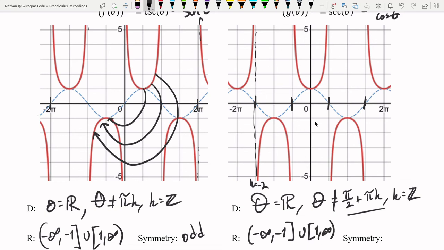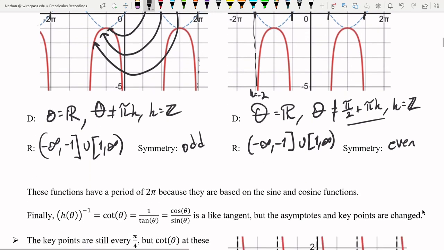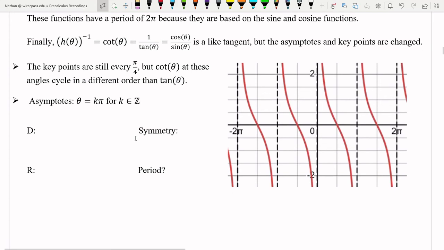And you can see that this symmetry is reflective across the y-axis. This is even symmetry. Cosine had even symmetry. Secant is going to have even symmetry. The last one we're going to look at, of course, is cotangent. That's the flipped version of tangent. And it looks very similar to tangent.